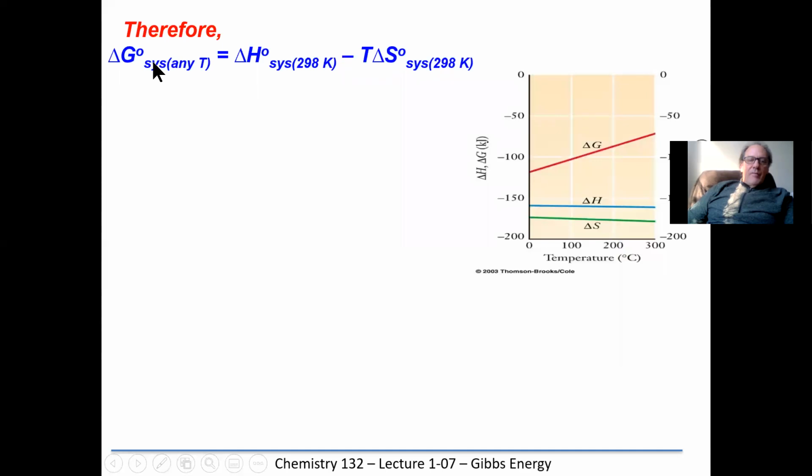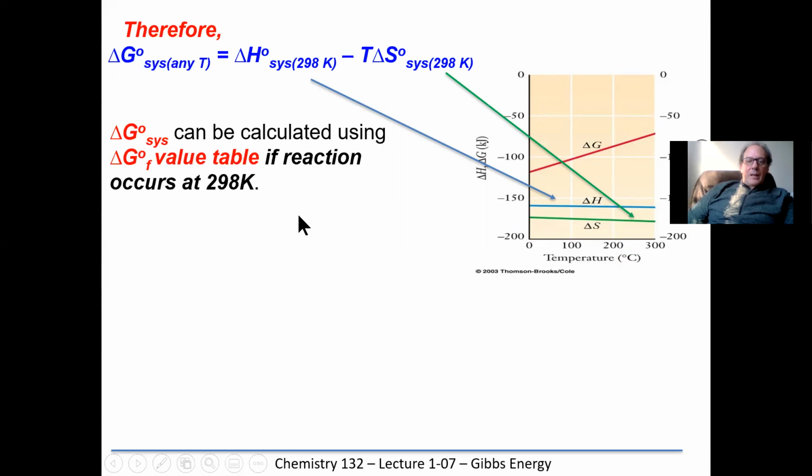So delta G of any system at any temperature can be determined using delta H of a system at 298 minus T delta S of the system at 298. We're going to simply plug in the temperature here. So those values, remember, come at 298.